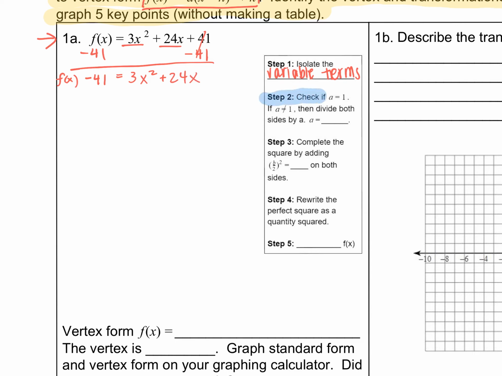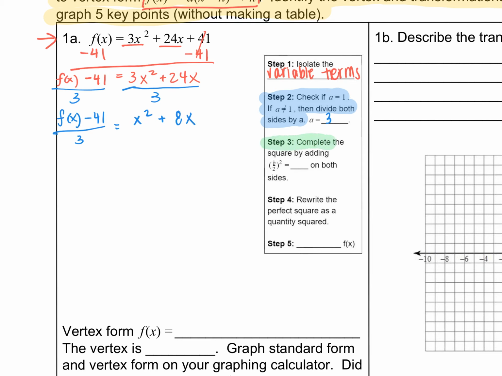Step 2, check if a equals 1. If a doesn't equal 1, then divide both sides by a. In this case, a is equal to 3, so we are going to divide both sides by 3. On the left, we're going to leave it in this form, f of x minus 41 all over 3. But on the right side, if I divide each term by 3, we have x squared plus 8x.